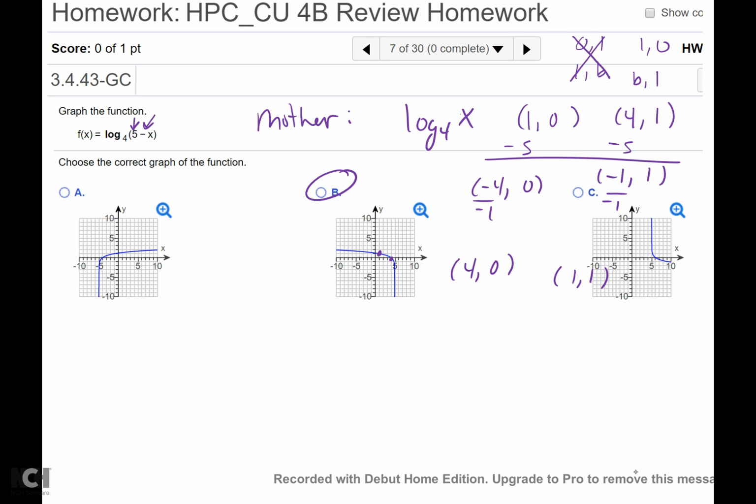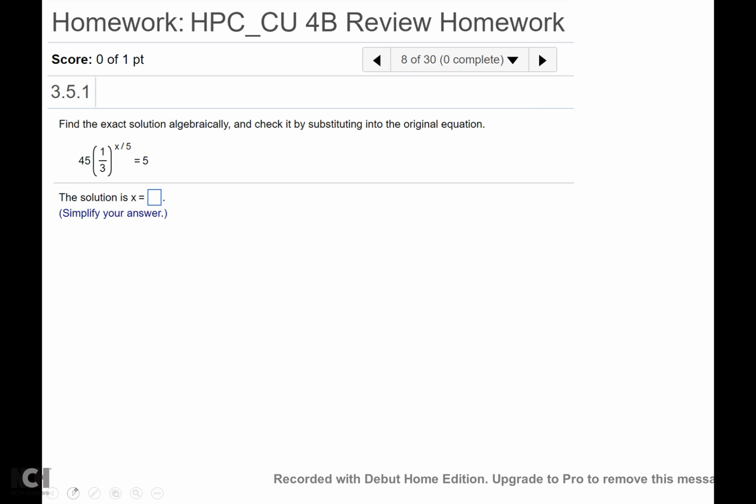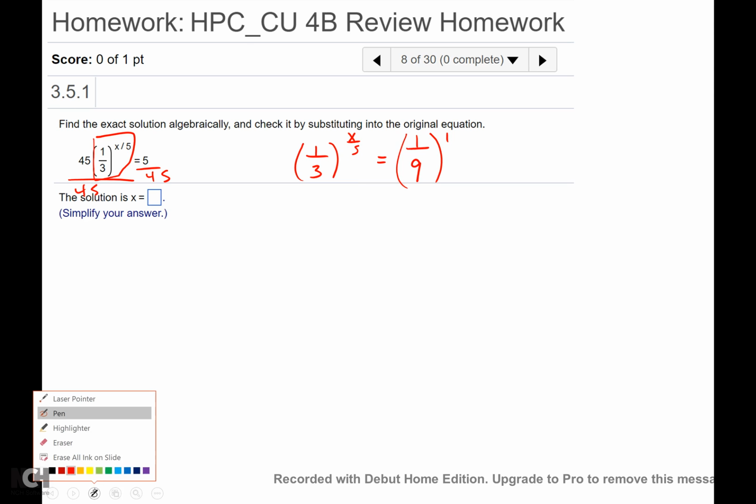Alright, so let's see next. It says find the exact solution algebraically and check it by substituting into the original equation. The first thing I have to do is isolate this, so I need to divide by 45. That would give me 1/3 to the x over 5 equals 5 over 45, which reduces down to 1/9 to the first. My goal is to make these match, because if the bases match, then I can set the exponents equal to each other and solve for x.